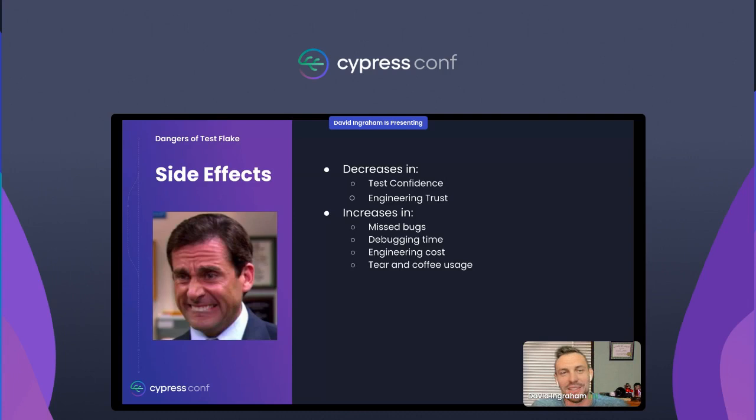This is because the side effects of having test flake are numerous, including but not limited to decreases in test confidence, obviously, but also decreases in engineering trust. You don't want to be the engineer who cried wolf to your teammates only to find out that the test was simply unreliable and there wasn't a real problem. Additionally, test flake can result in increases in missed bugs or false negatives, increases in debugging time, long term engineering costs, and personally for me, and probably for others, increased coffee usage. Flake is extremely frustrating, but that's not all. Don't you wait. Let's take a look at the impact of flake long term as well.